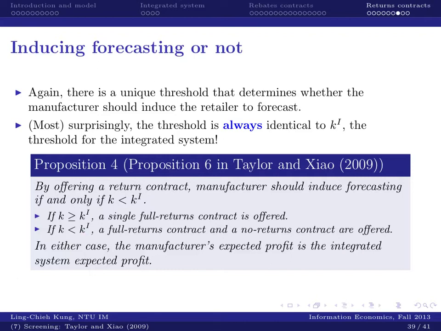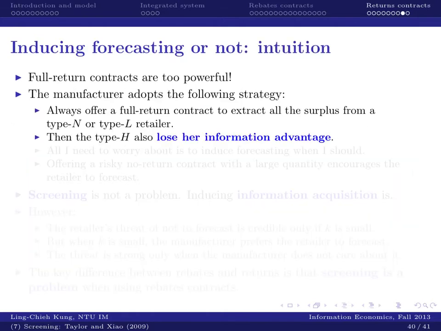No matter how costly it is for the retailer, for the agent to get private information, we show that under this limited version return contract, the manufacturer is always getting the first best results. Okay? Let's try to answer why this happens. The whole reason is that the returns contract is too powerful.